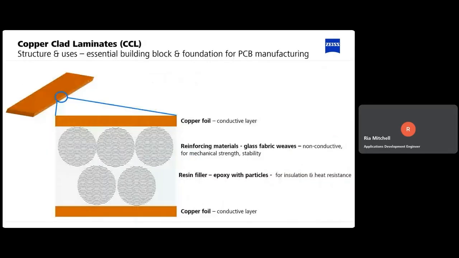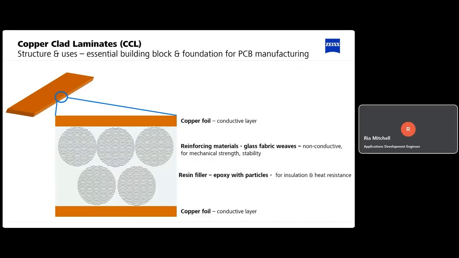So for those of you who aren't familiar with copper-clad laminates, essentially they're the building blocks and foundation for PCB manufacturing, as it says here on this slide. This is a very crude cross-section cartoon that I made yesterday. Copper-clad laminates are essentially made up of 3 or 4 different components. You usually have a copper foil either on one surface or on both surfaces that acts as a conductive layer. You then have some sort of reinforcing material, which is usually in the form of glass fabric weaves. In this case, it's fiberglass. This is non-conductive. It's used for mechanical strength and for stability.